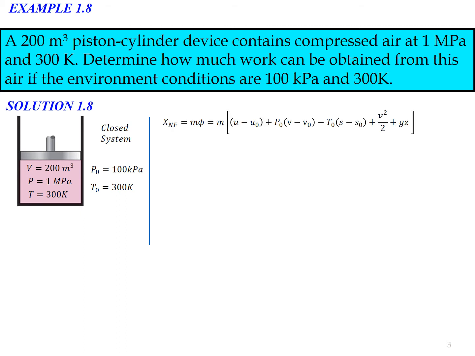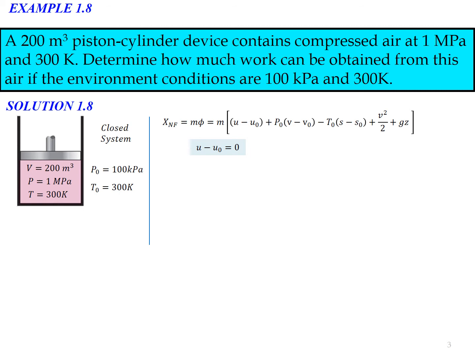Okay, so because we know the system is a closed system, in order to determine the exergy, we need to use the exergy formula for closed system, which is the formula for X_f. So X_f equal to m multiplied by psi, or equal to m multiplied by bracket the internal energy difference, plus P naught multiplied by specific volume difference, minus T naught multiplied by specific entropy difference, plus the term for kinetic energy and also the term for potential energy.